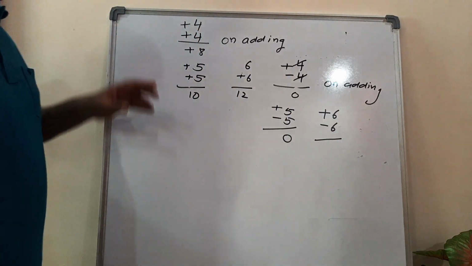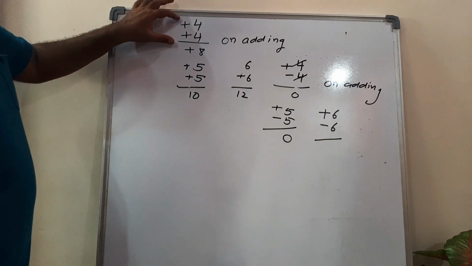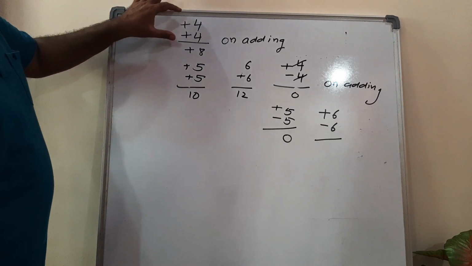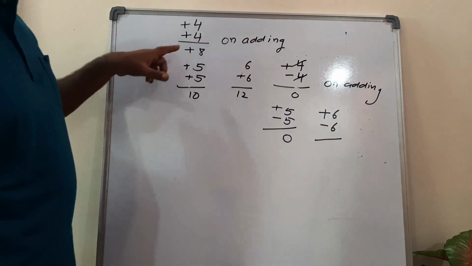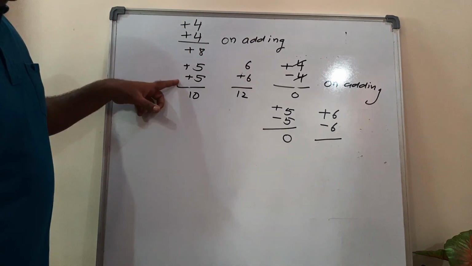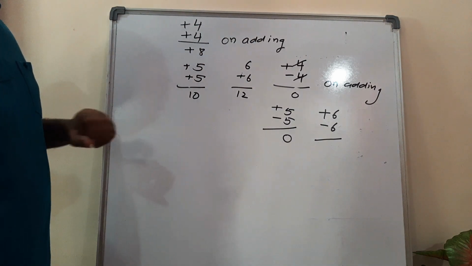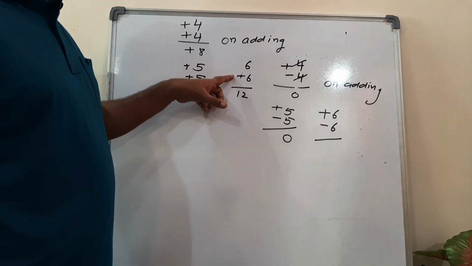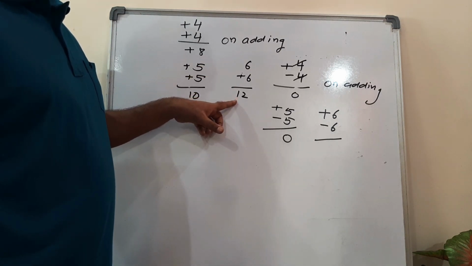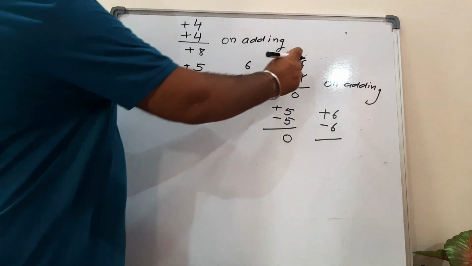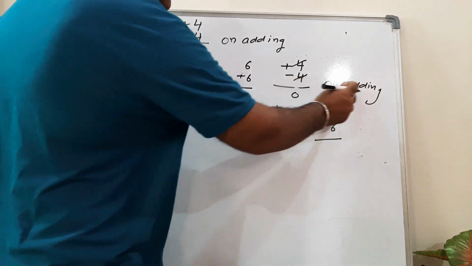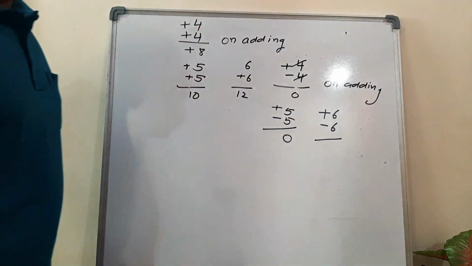Now the question is this: when you are getting two positive signs, plus 4 and plus 4, on adding, it becomes 8. Plus 5 and plus 5 on adding becomes 10. Plus 6 and plus 6 on adding becomes 12. Plus 4 and minus 4 on adding becomes 0.